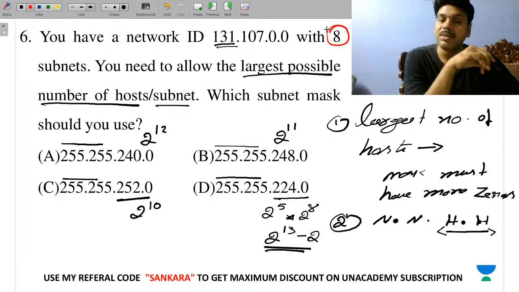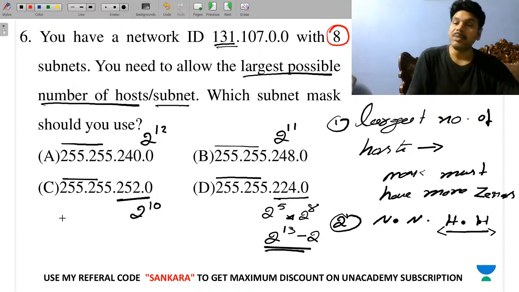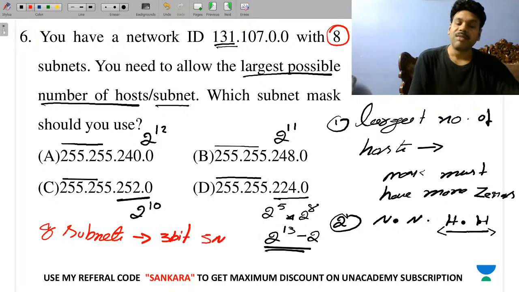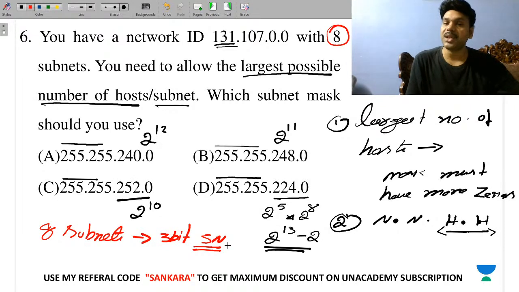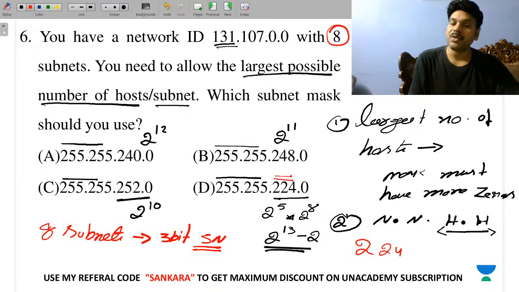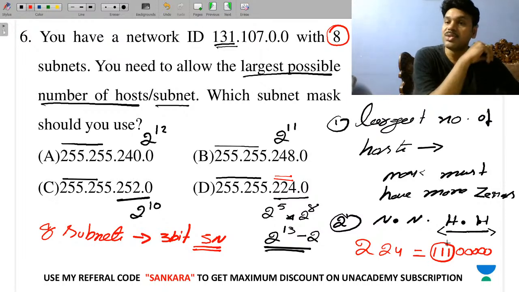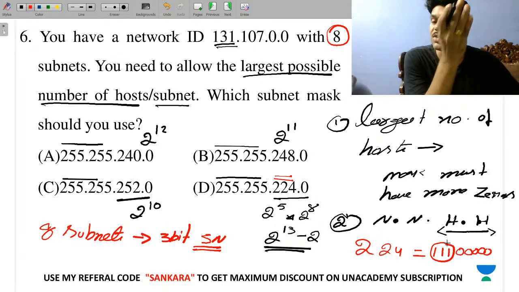8 subnets means you need to have 3-bit subnetting. Please understand carefully. 8 subnets you want, there is a need of 3-bit subnetting. Whether option D is going to give you 3-bit subnetting or not, 100%. Why? Whenever you are talking about 224, it is three ones and 5 zeros. Therefore, my dear friend, it is satisfying subnetting as well as the maximum number of hosts.